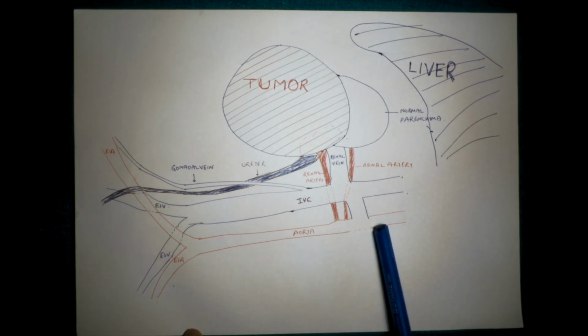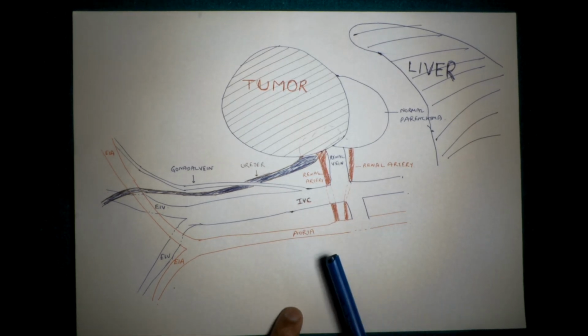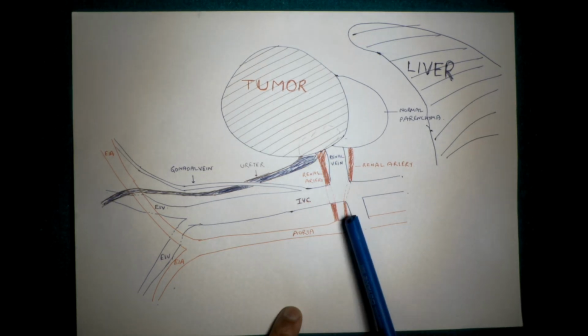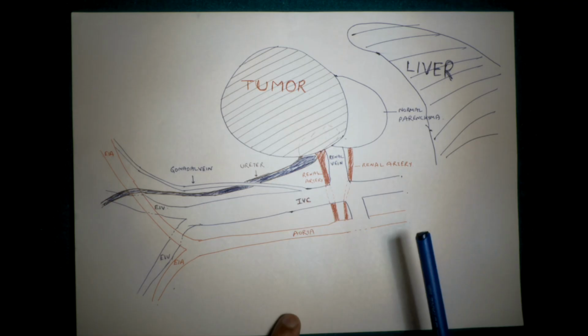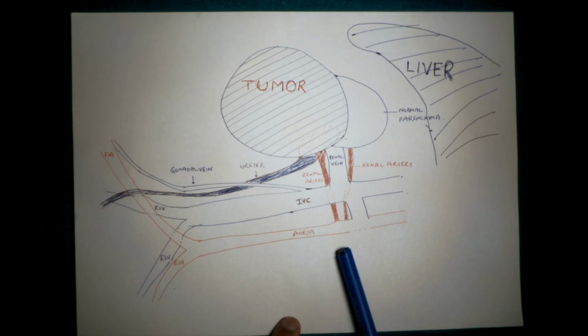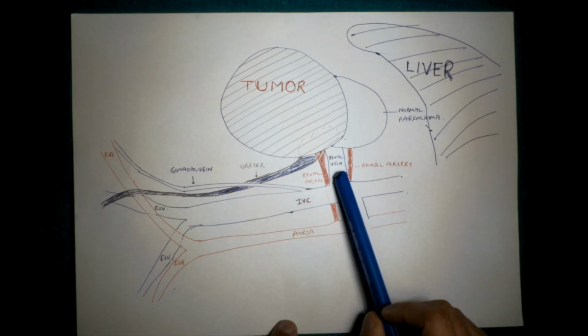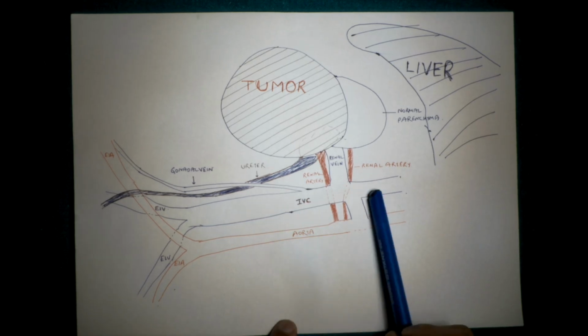This is the aorta. This patient has two renal arteries. One renal artery is below the renal vein, the other is cranial to the renal vein. These renal arteries bring blood supply from the aorta to the kidney. This is the renal vein which drains the blood from the kidney to the IVC.